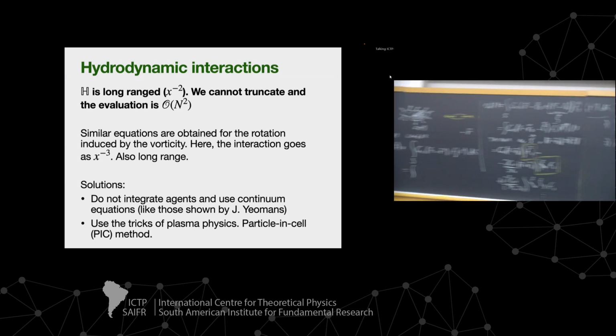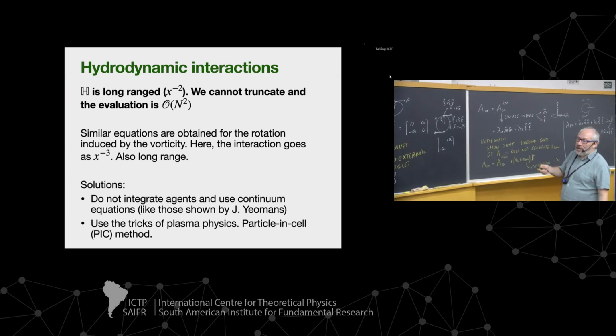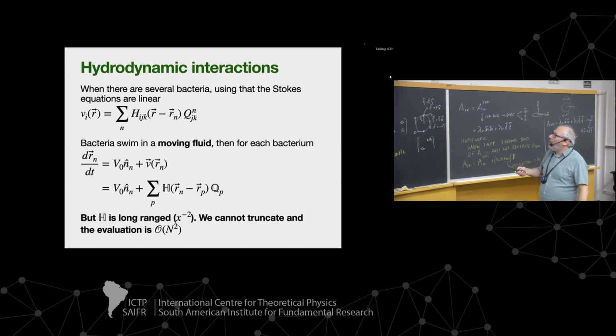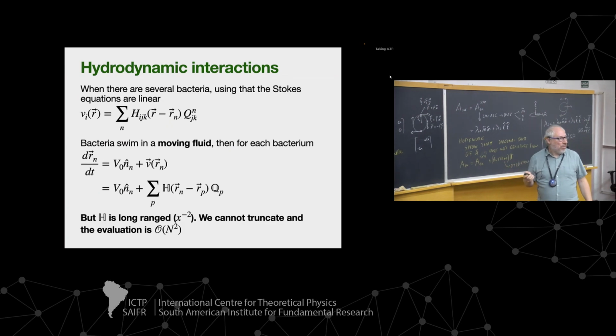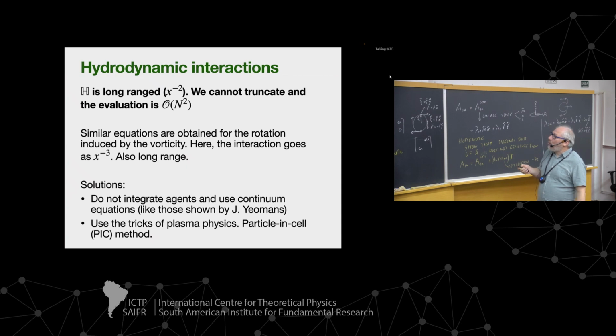And solutions. The first solution is to live with that and write a code, an n squared code. Okay, that's one solution. Another solution is don't consider infinite agents, like many agents, but go to the continuum limit. You can consider that you don't have individual bacteria, but you have an ensemble of bacteria, and you write the hydrodynamic equations for the ensemble, and those were the equations that Julia was discussing a lot, the equations for Q.